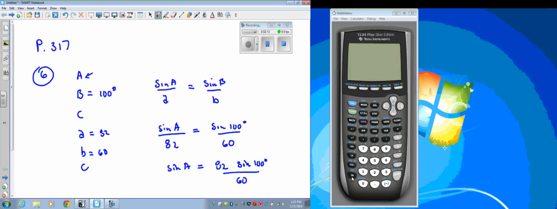So what we'll do is calculate that out. 82 times sine 100. I'm going to force this to be degrees because I don't know for sure what I got, and I'll change the mode later. And then divide by 60.